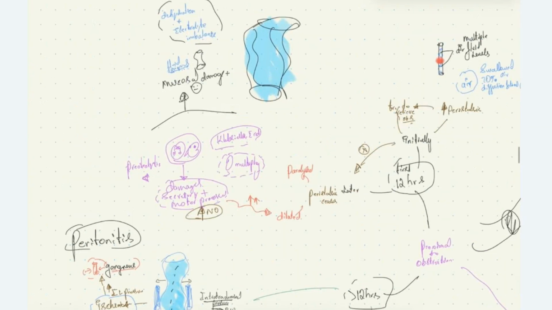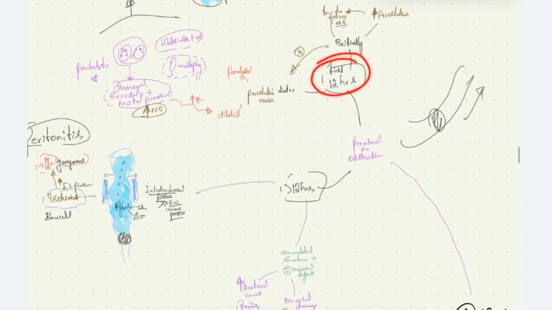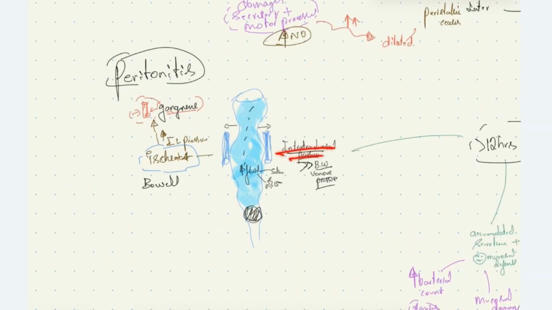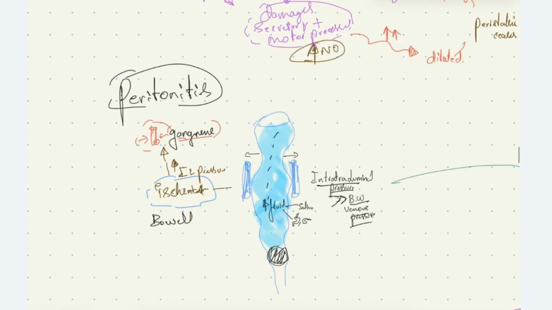And then we have proliferation of bacteria, which also damages the secretory and motor processes of the bowel and causes increased nitric oxide production, which further dilates the proximal bowel. Due to mucosal injury and impaired permeability, there will be sequestration of fluid inside the intestine, leading to dehydration and electrolyte imbalance. This is seen in the first 12 hours. After 12 hours, there will be an increase in intraluminal pressure more than bowel wall venous pressure, leading on to ischemia. And then there can be compromise of arterial supply. There can be secondary gangrene, leading on to peritonitis.